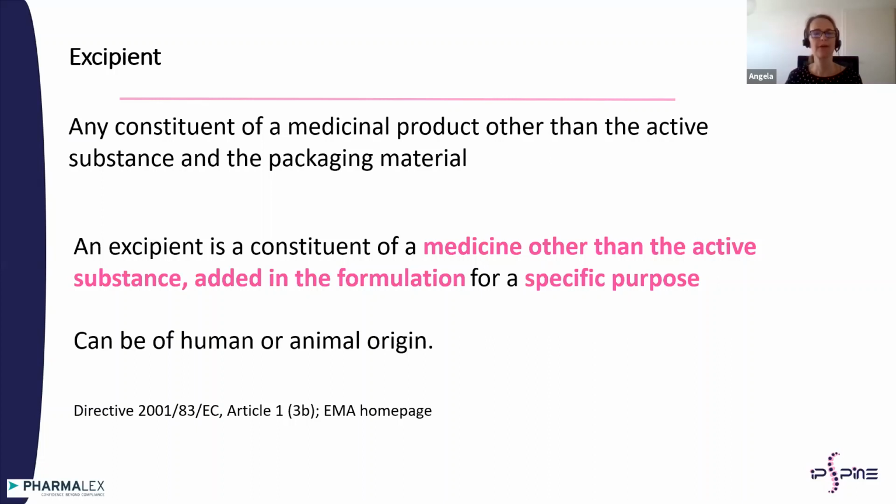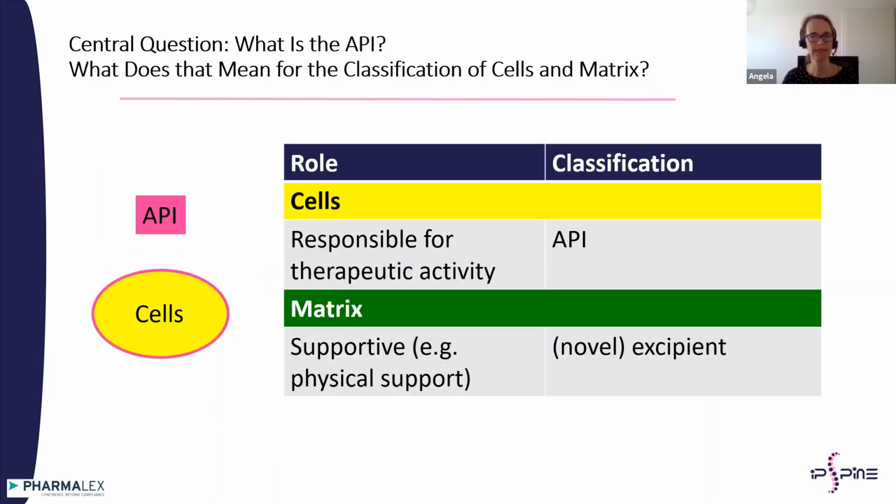So if you want to define what our components really are, I think it's obvious that the basic question we need to come down to is: what is our API? As soon as we know what the active ingredient is of the whole product, we can find out what the different components are. So let's take a look at the different possibilities.